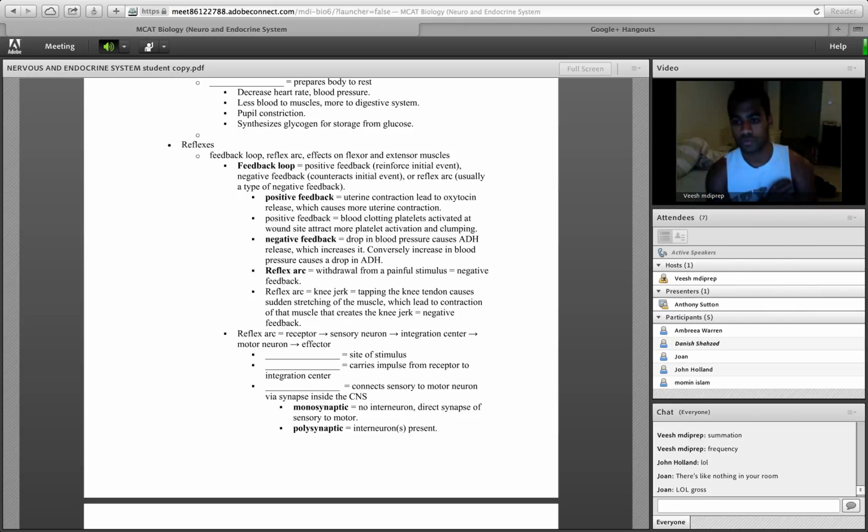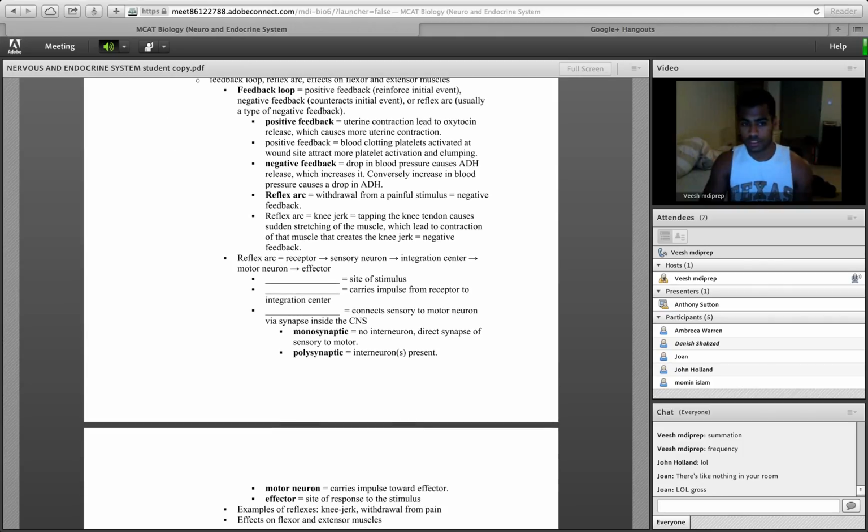Reflex arcs are whenever you're responding to a stimulus, so it's usually negative feedback. The example that we use is a knee jerk. When you tap the knee tendon, it causes a stretching of the muscle, and that leads to a contraction of the muscle. So it causes a knee jerk to happen, and that's negative feedback.